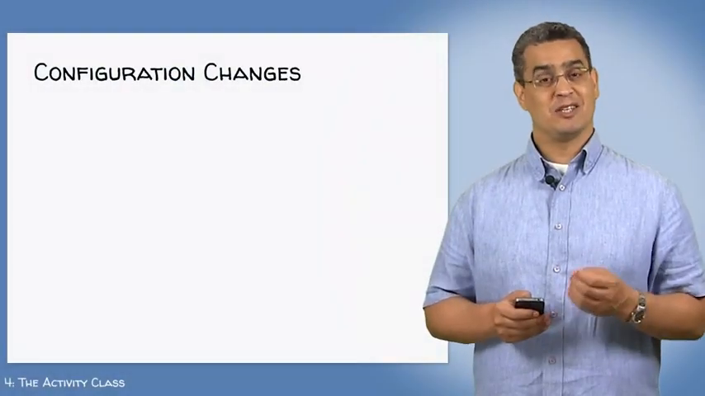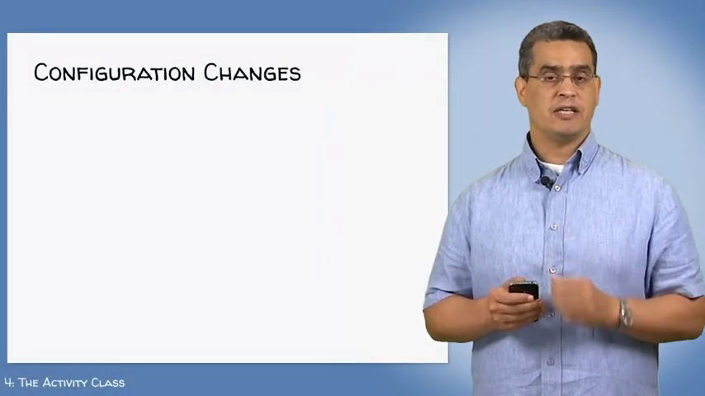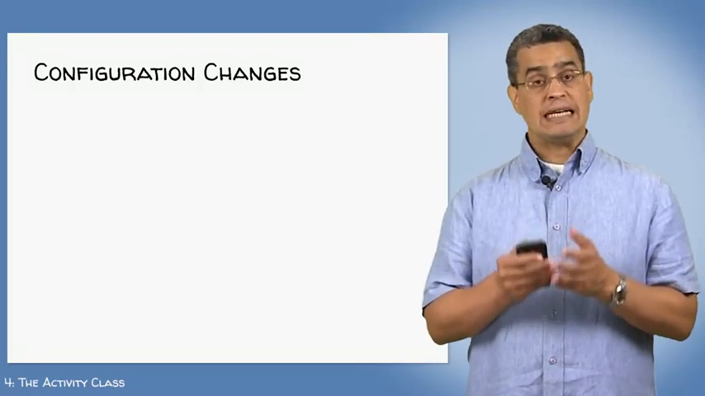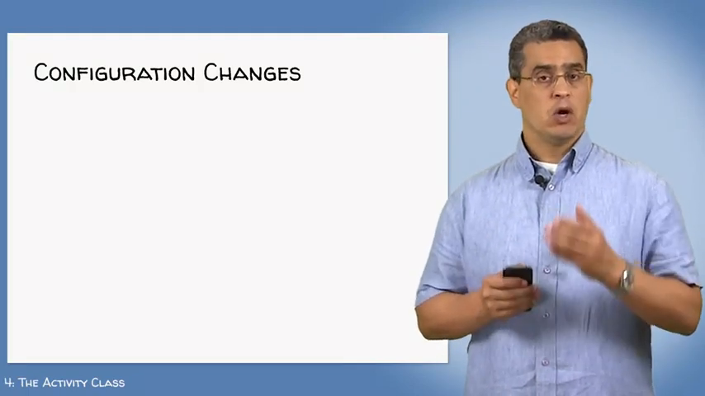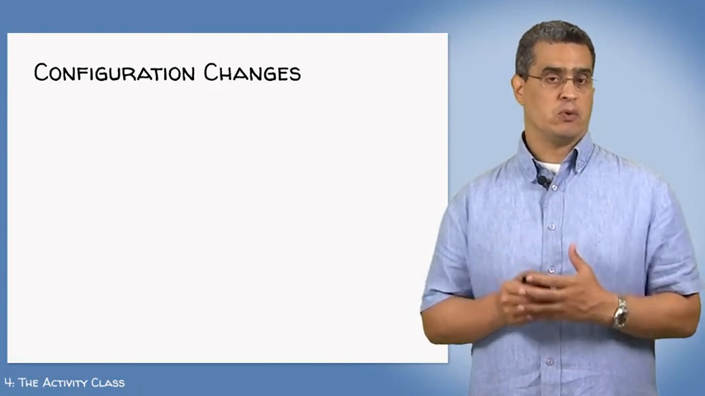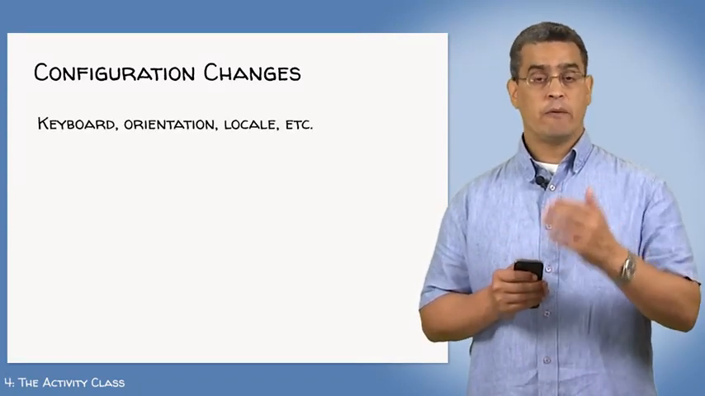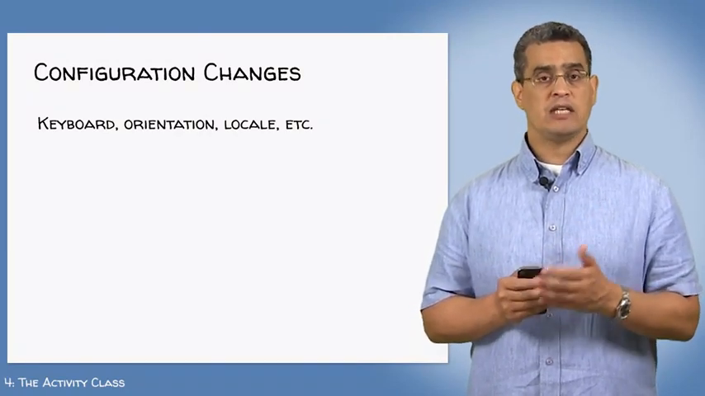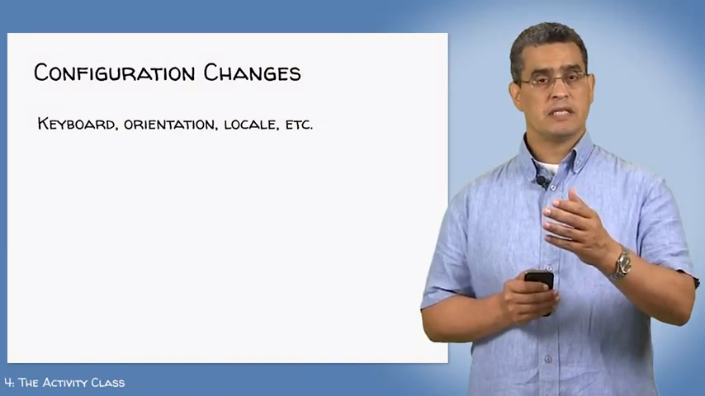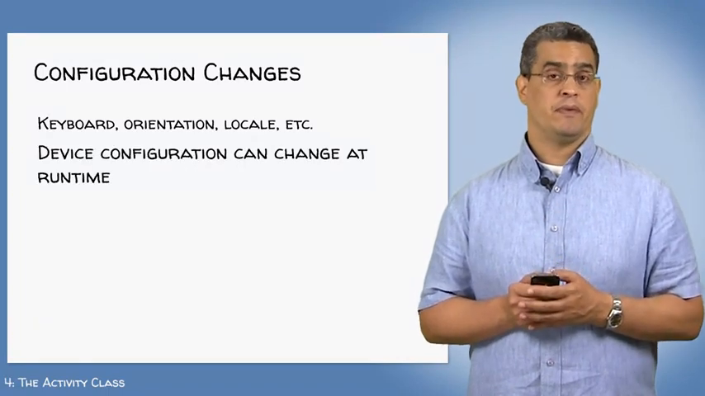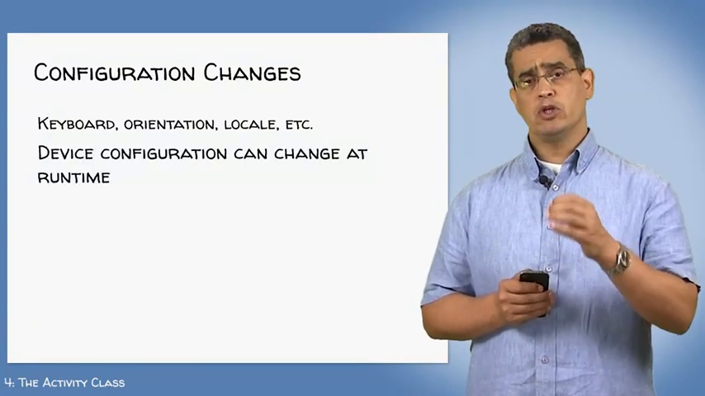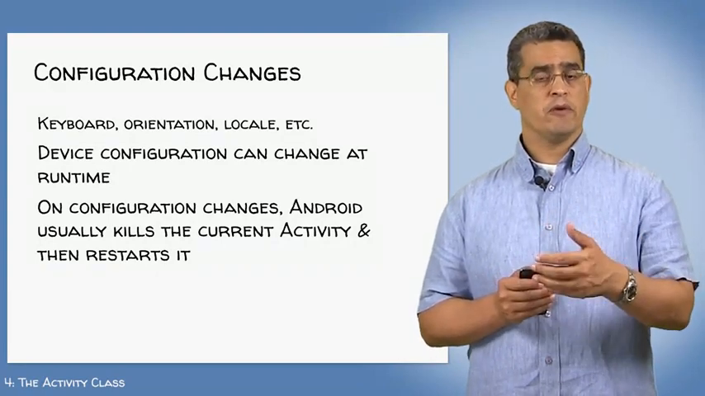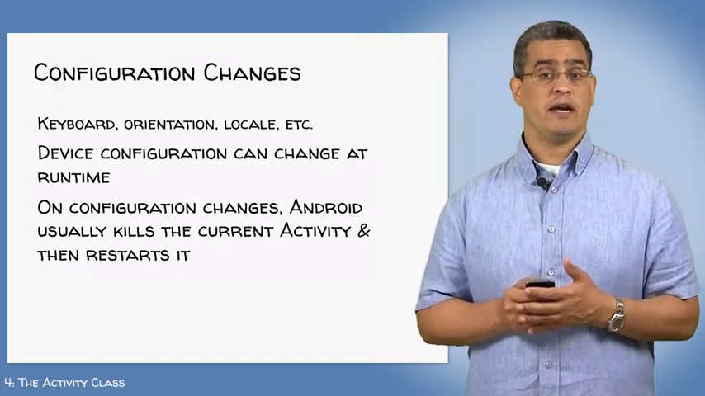The last topic I'll discuss today is handling configuration changes. A device's configuration refers to device and application characteristics related to application resources, things like languages used, screen size, keyboard availability, and device orientation. Now these characteristics can change at runtime, and when they do, Android will usually kill the current activity and then restart it with the appropriate resources for the changed configuration.